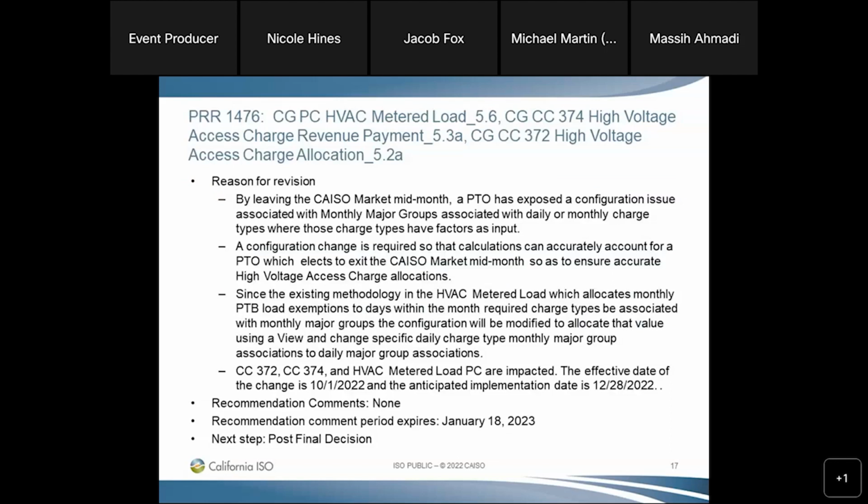This is associated with high voltage PTO leaving mid-month, so we had to change some configuration guides accordingly, to accommodate PTOs leaving mid-month rather than end of the month. And we didn't receive any comments on this. The next step is post-final decision. Any question on this emergency PRR 1476?